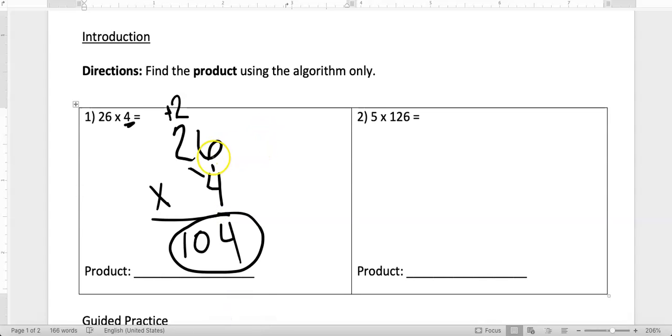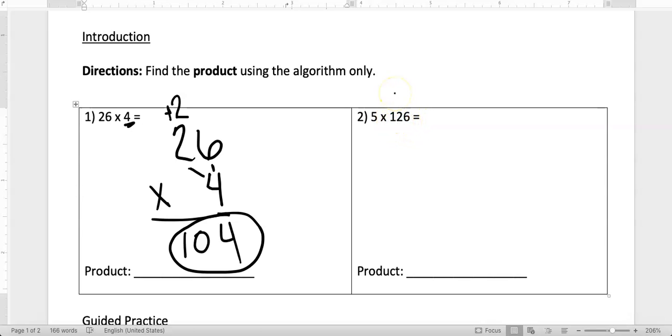104. The most important thing when it comes to regrouping is making sure you're regrouping in the correct place value and making sure you don't forget those little extras at the top. We don't multiply the extras at the top. We simply add those extras that are at the top. Let's go ahead over to number 2. Again, one of our easier problems that we're going to see in today's lesson.